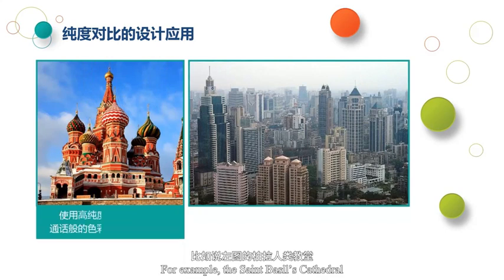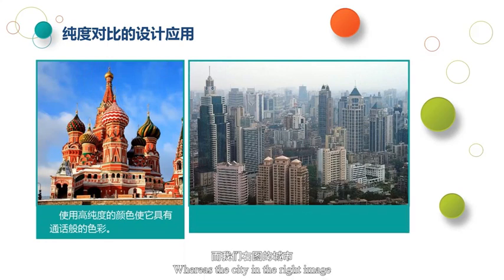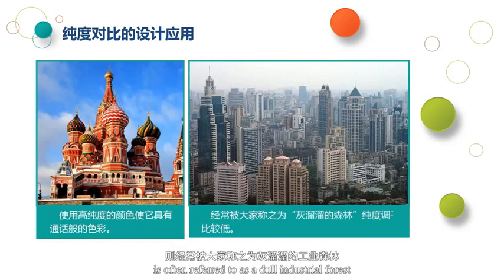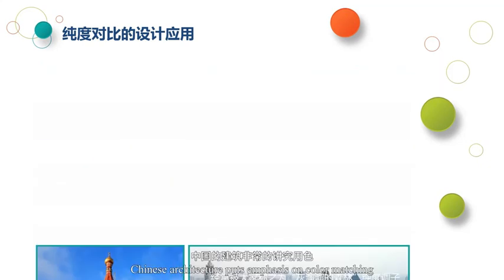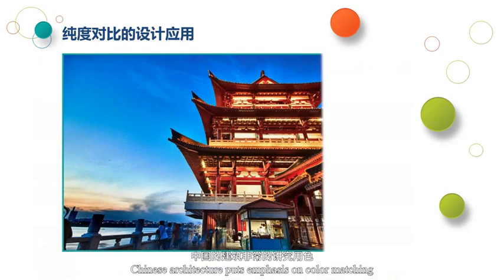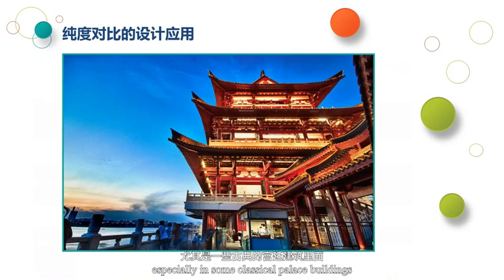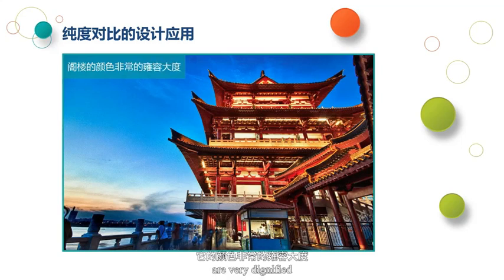For example, St. Basil's Cathedral in the left image uses colors of high purity, making the image look like fairy tale colors, whereas the city in the right image is often referred to as a dull industrial forest of very low purity. Chinese architecture puts emphasis on color matching, especially in some classical palace buildings. Colors of pavilions like this are very dignified.